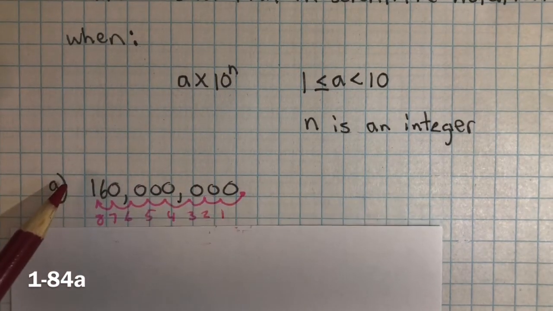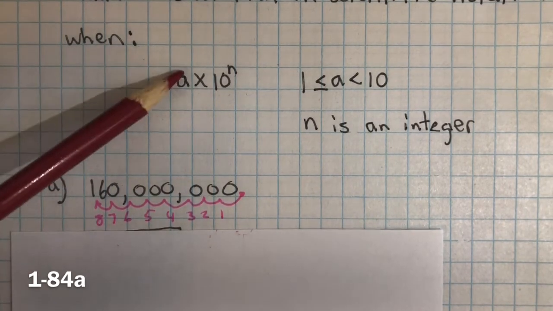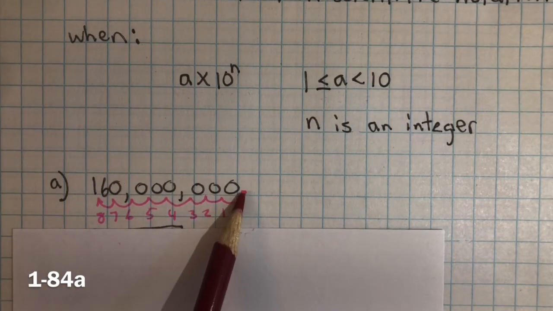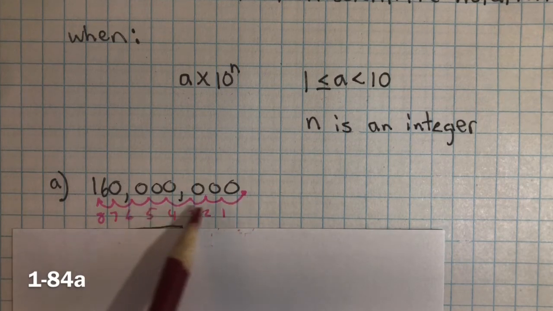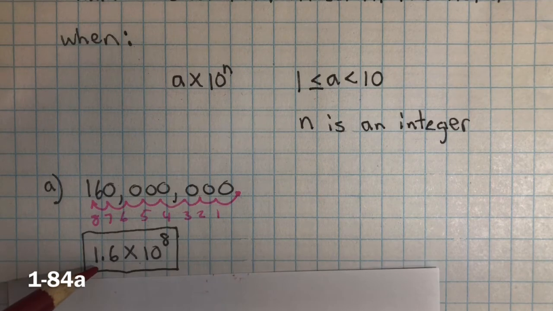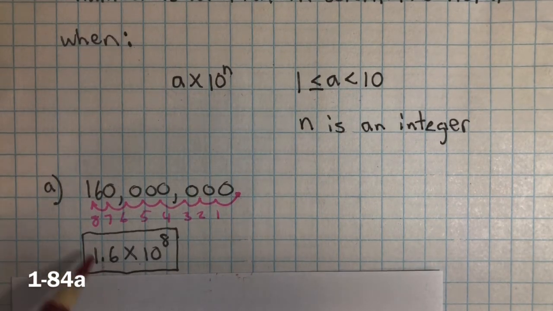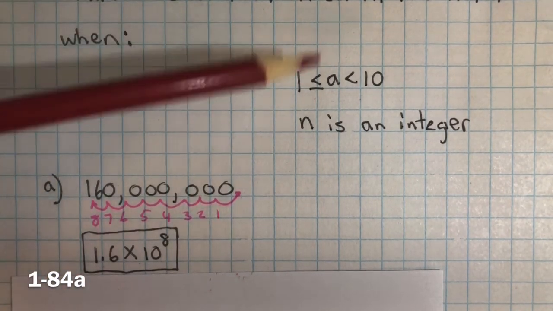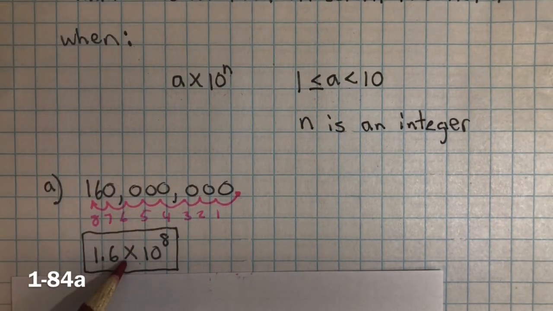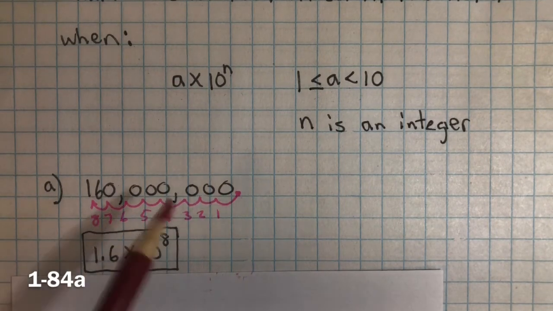So what we need to do is we need this A term to be greater than or equal to 1, but less than 10. So I'm going to decrease the value. Here's the decimal. And we're going to decrease it 8 place values. 1, 2, 3, 4, 5, 6, 7, 8. And that's where I'm going to place my decimal. So if you look, this A term is greater than or equal to 1, but less than 10. And I'm going to multiply it by 10 to the 8th power.